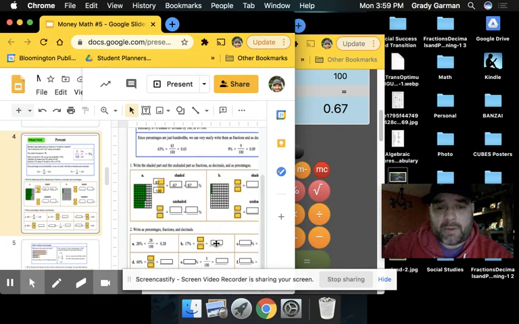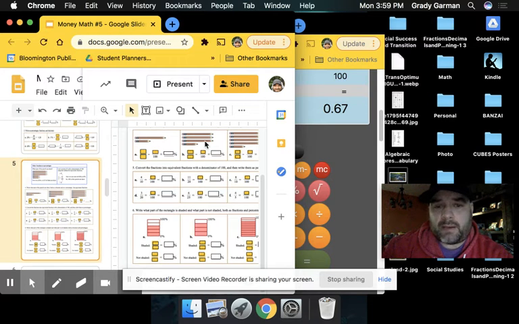Same type of problem down here. You're converting from decimals to fractions to percents. And the same type of problems here. This is just practicing going from percents to decimals to fractions, all using a calculator.